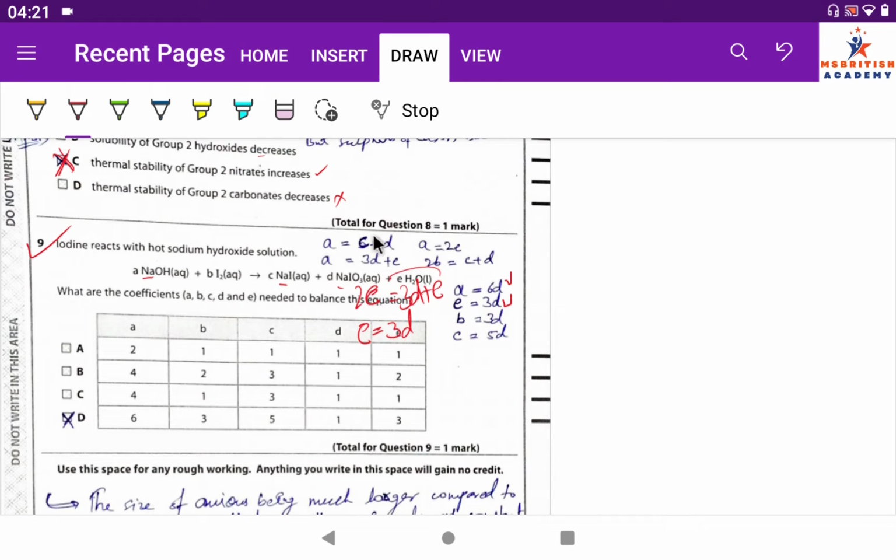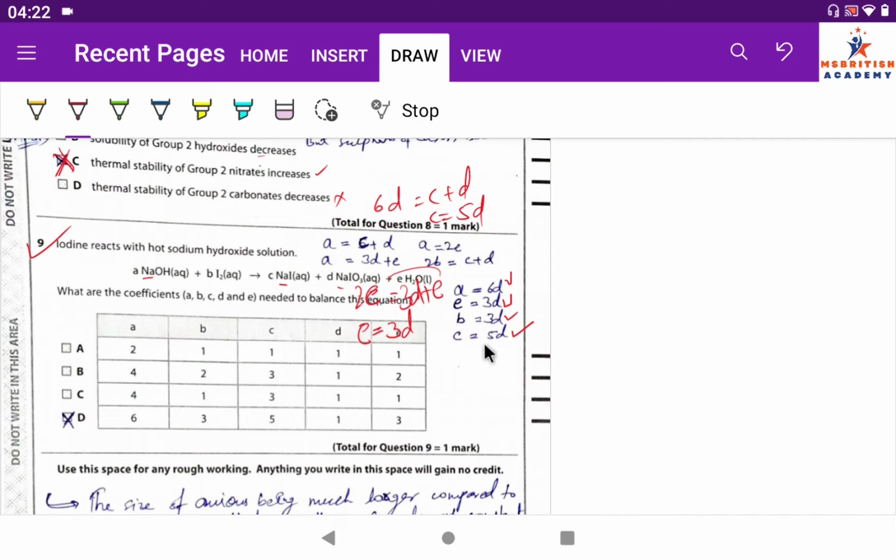A is equal to 6D, so you can write here 6D is equal to C plus D, so C will be 5D. And after that, 2B is 5D plus D, 6D, so B is 6D divided by 2, 3D. And D is equal to D.